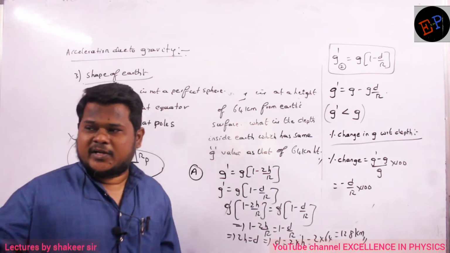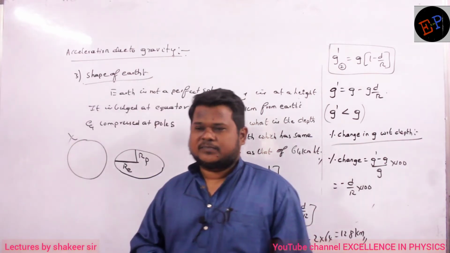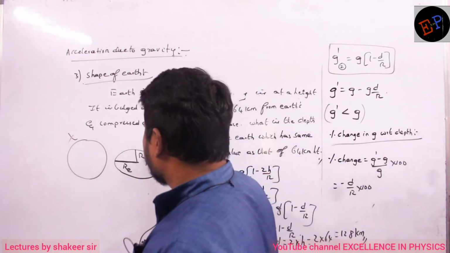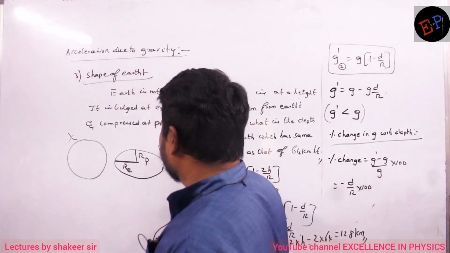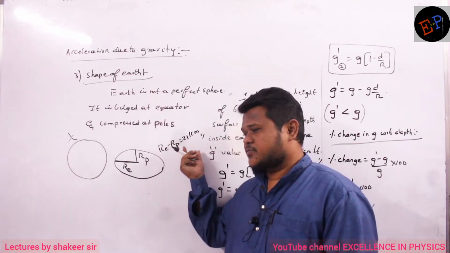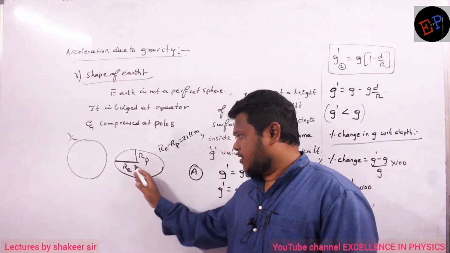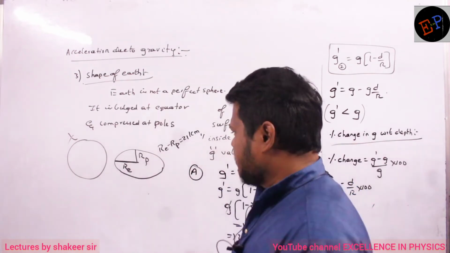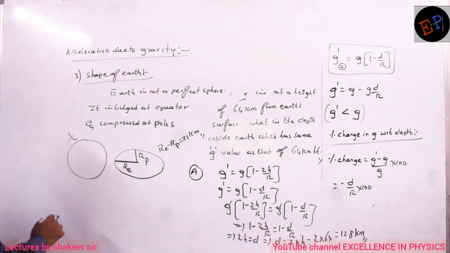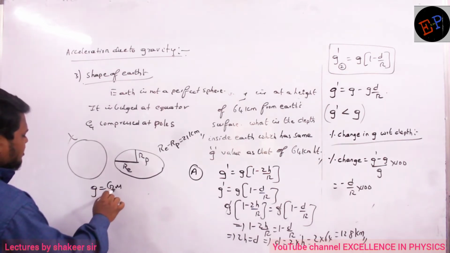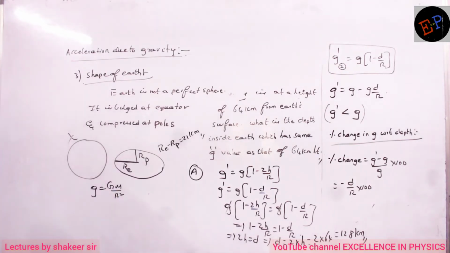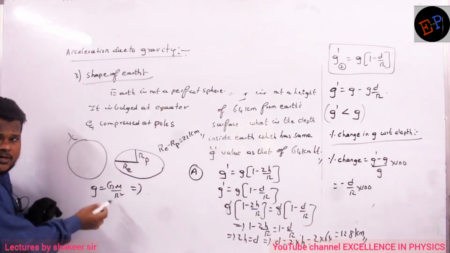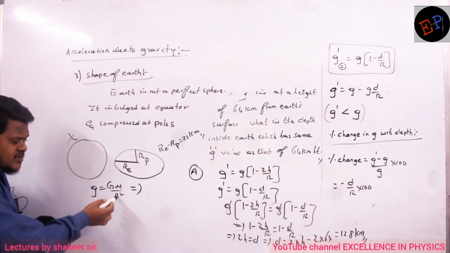Approximately 21 kilometers of difference will be there. When comparing the radius of the poles and the radius of the equator, RE minus RP is approximately 21 kilometers. 21 is a very small value, but definitely at the equator the radius will be greater, and at the poles the radius will be lesser. Now, what is the equation of g value? g is equal to GM by r square. So g is inversely proportional to r square. It means if radius increases, g value reduces.